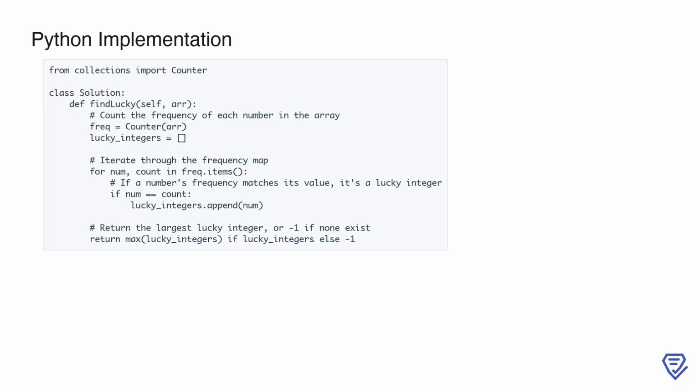Example walkthrough. Input: 2, 2, 3, 4. Frequency map: 2:2, 3:1, 4:1. Lucky integers: 2, since 2 appears 2 times. Output: 2, the largest lucky integer. Input: 1, 2, 2, 3, 4, 4, 4, 4. Frequency map: 1:1, 2:2, 3:1, 4:4. Lucky integers: 1, 2, 4. Output: 4, the largest lucky integer. This implementation is clear, efficient, and adheres to the problem constraints.